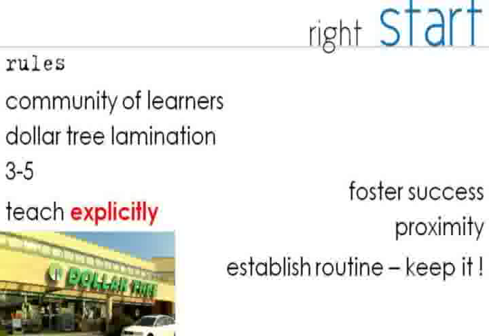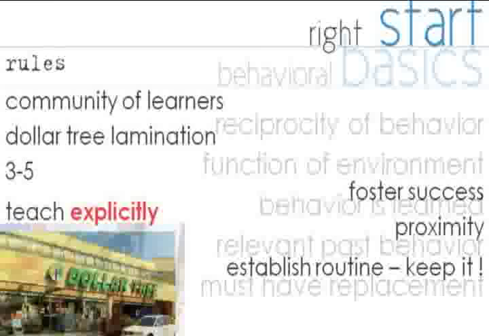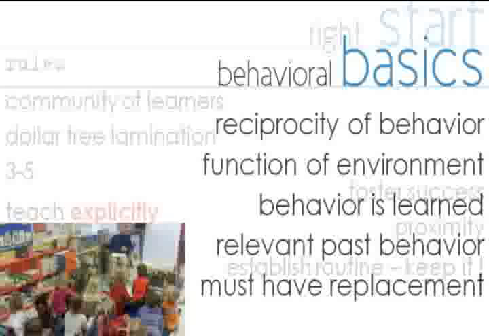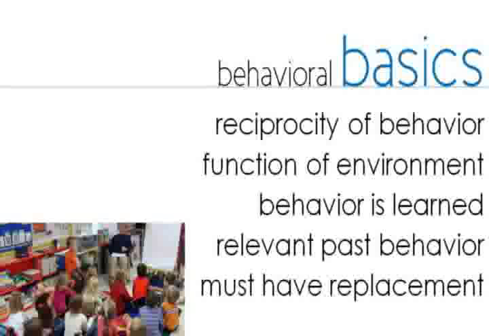One of the things we need to consider is how behavior occurs. We know that behavior is learned. The best predictor of future behavior is relevant past behavior. We also know that behavior is reciprocal, that it builds off of the environment that we're in. It's a give and take. The interactions I have with my students, they respond to how I react to their behavior. We also know that inappropriate behavior does not just end.